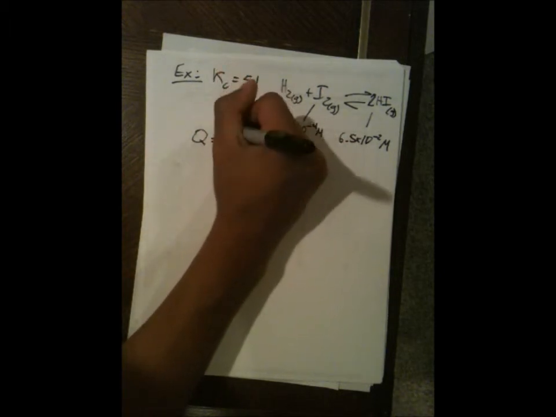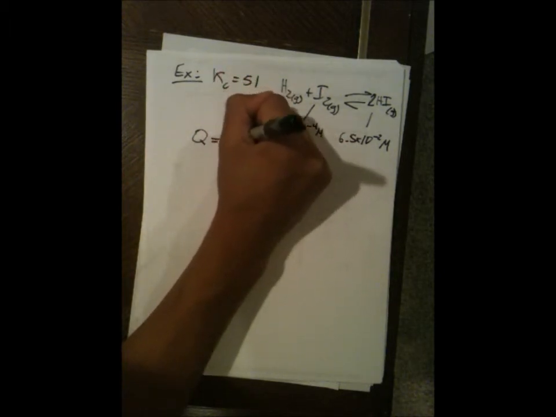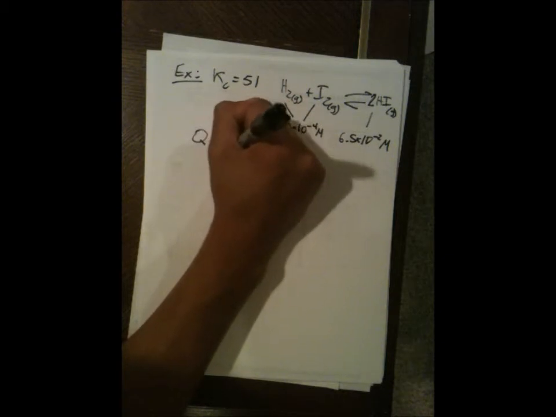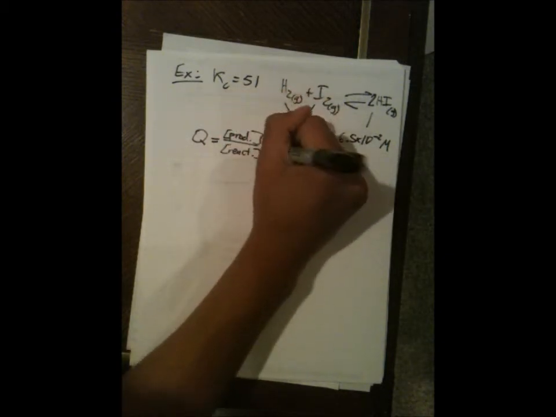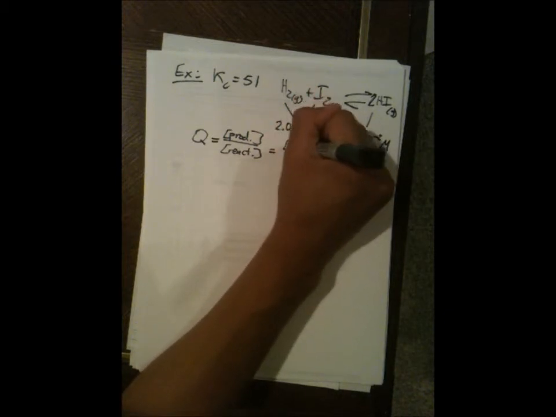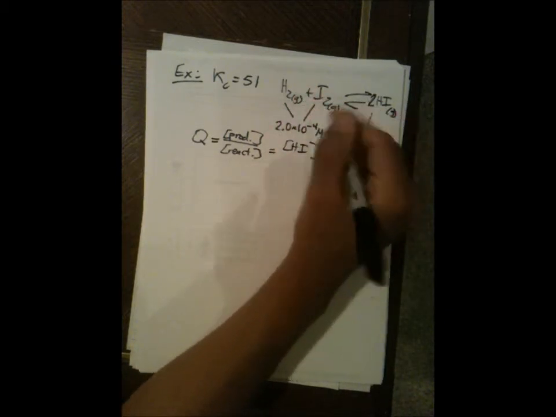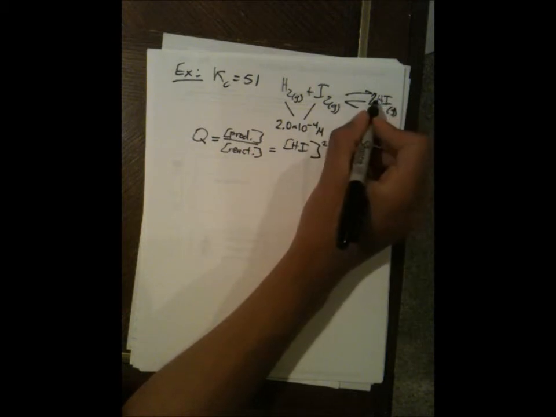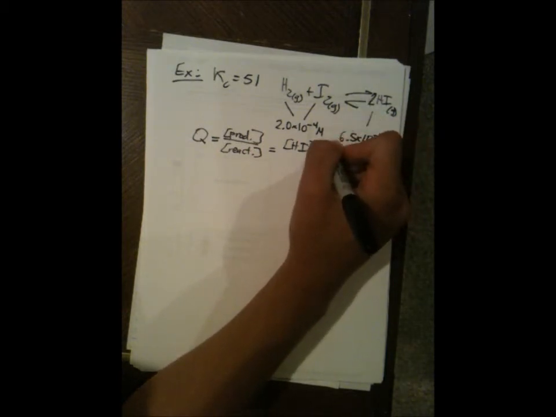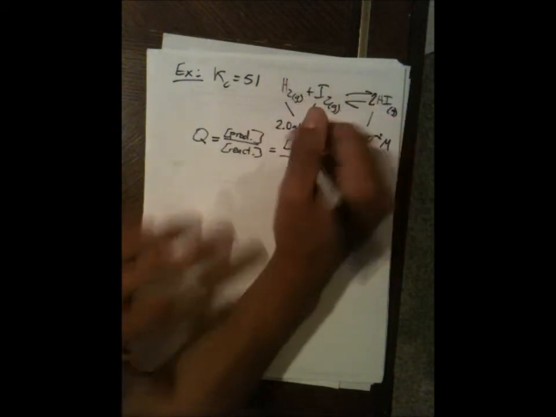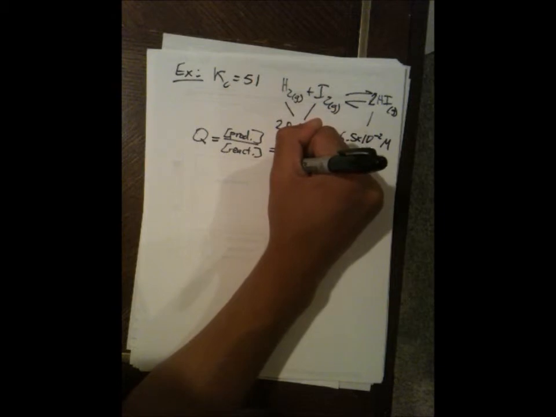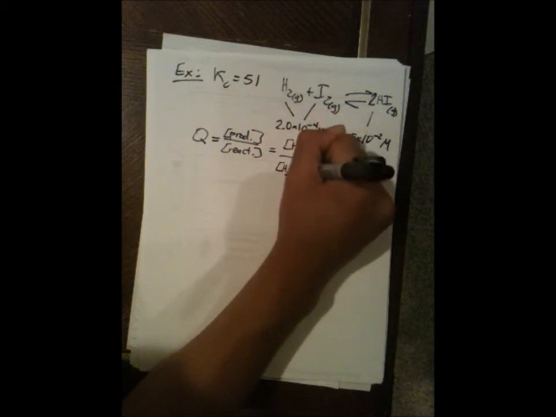So Q is equal to products over the reactants, which equals the concentration of HI. Again, this is squared because, don't forget, this is the coefficient on HI. It's going to make it squared because it's raised to the coefficient. But these have a coefficient of 1, so you don't need to square the reactants, H2 and I2.